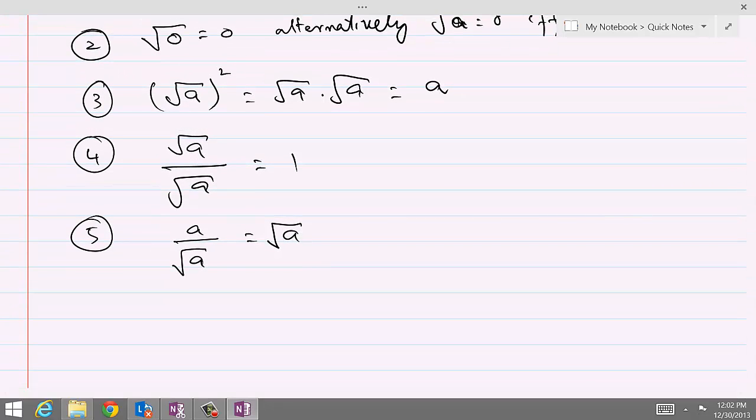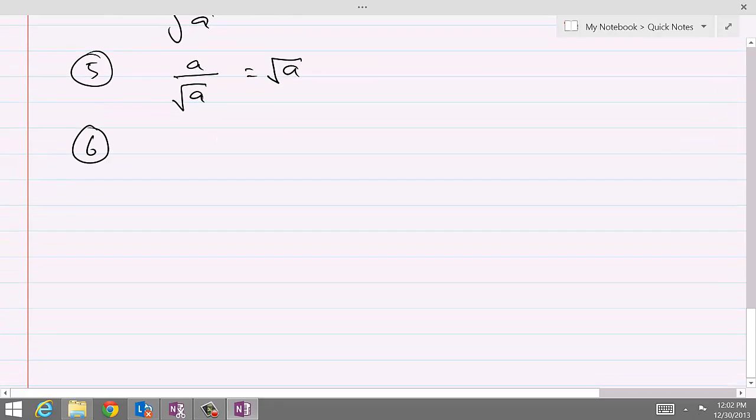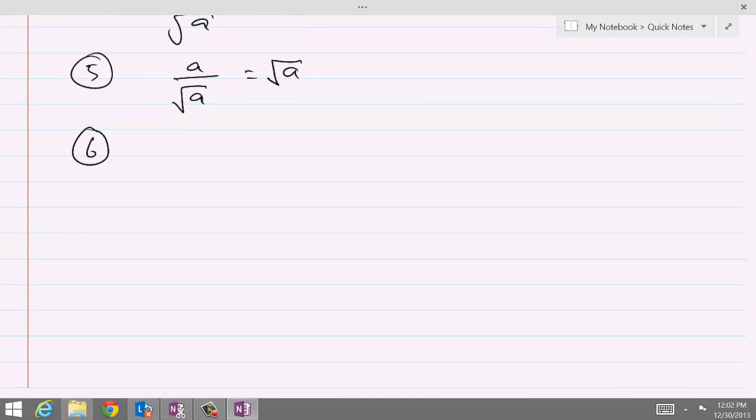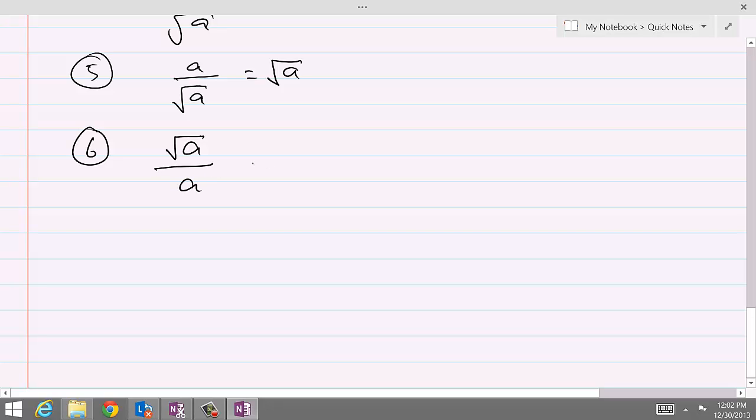And sixth, we have, if you have the half power in the numerator and full power in the denominator, that will give you 1 over under root a. And these two are very, very important.